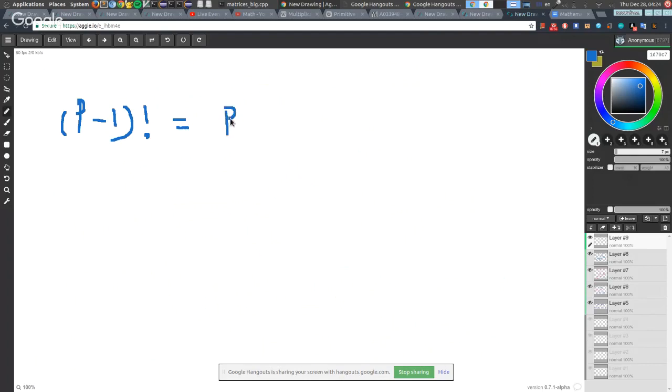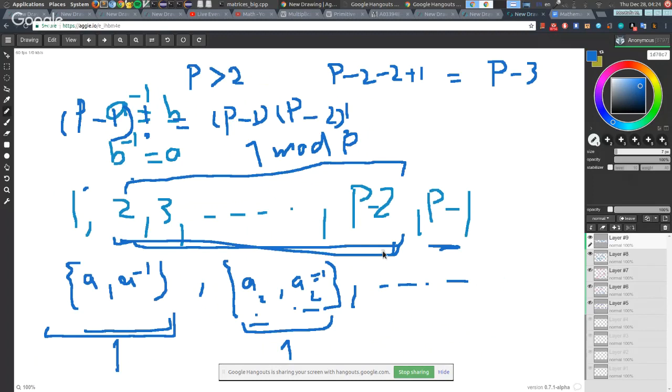So basically (p minus 1) factorial is p minus 1 times (p minus 2) factorial. And (p minus 2) factorial, as we've shown here, is the product of all of these numbers, which is congruent to 1.